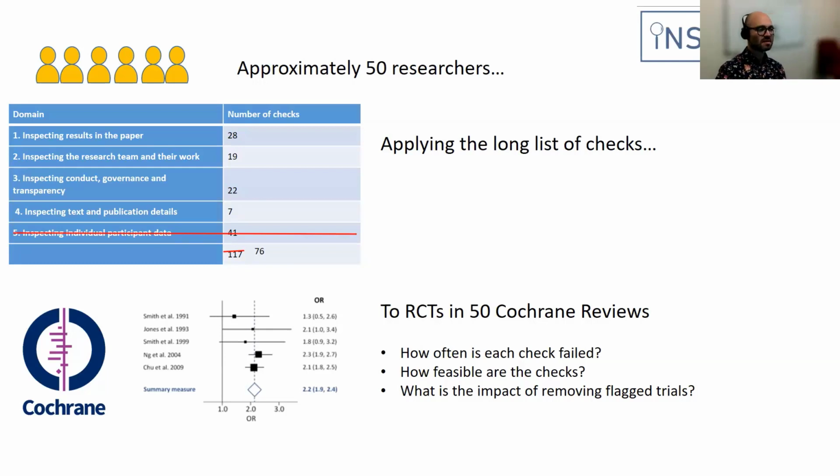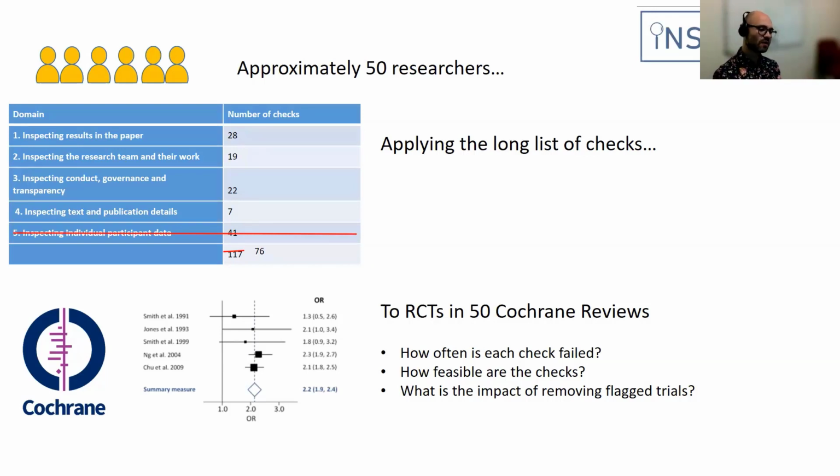Everyone is taking the long list of checks, that is the checks in the first 4 domains, okay? The 5th domain, as I mentioned, requires access to the individual participant data, which we're not going to have for this exercise. So we're looking at the checks in the first 4 domains. We'll talk a bit more about that in the second part of the talk. But everyone's applying the long list of checks. Basically, people are taking a Cochrane review each, and they're applying the long list of checks to the trials in the Cochrane review. And we're trying to find out various things here.